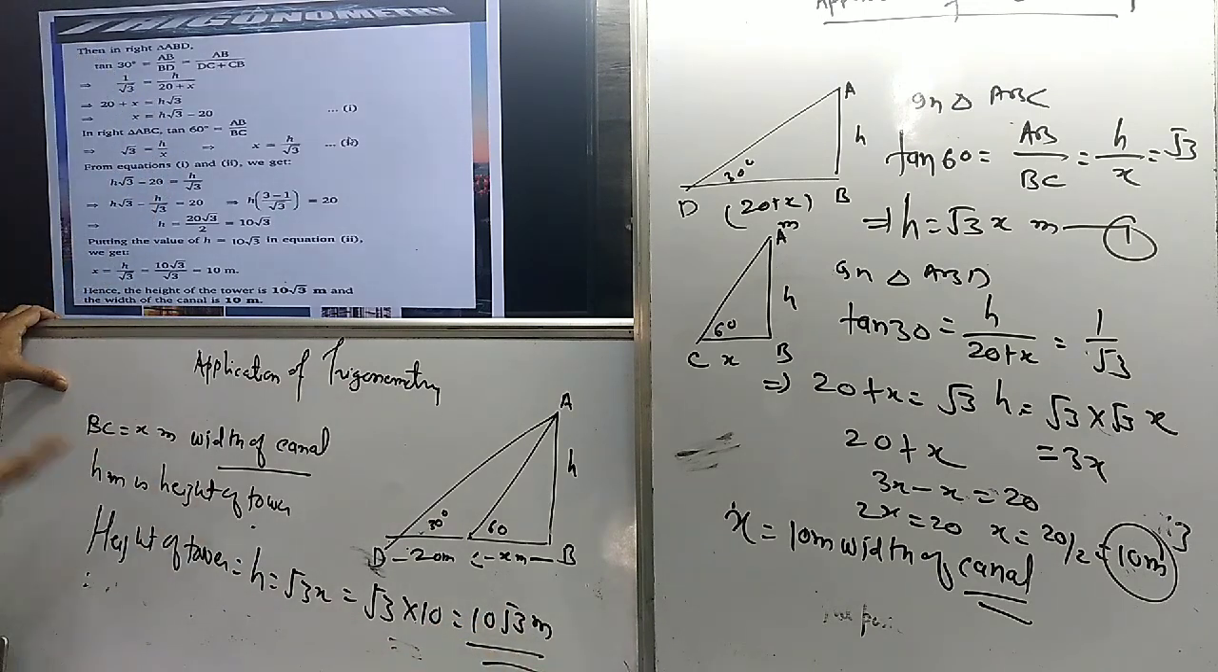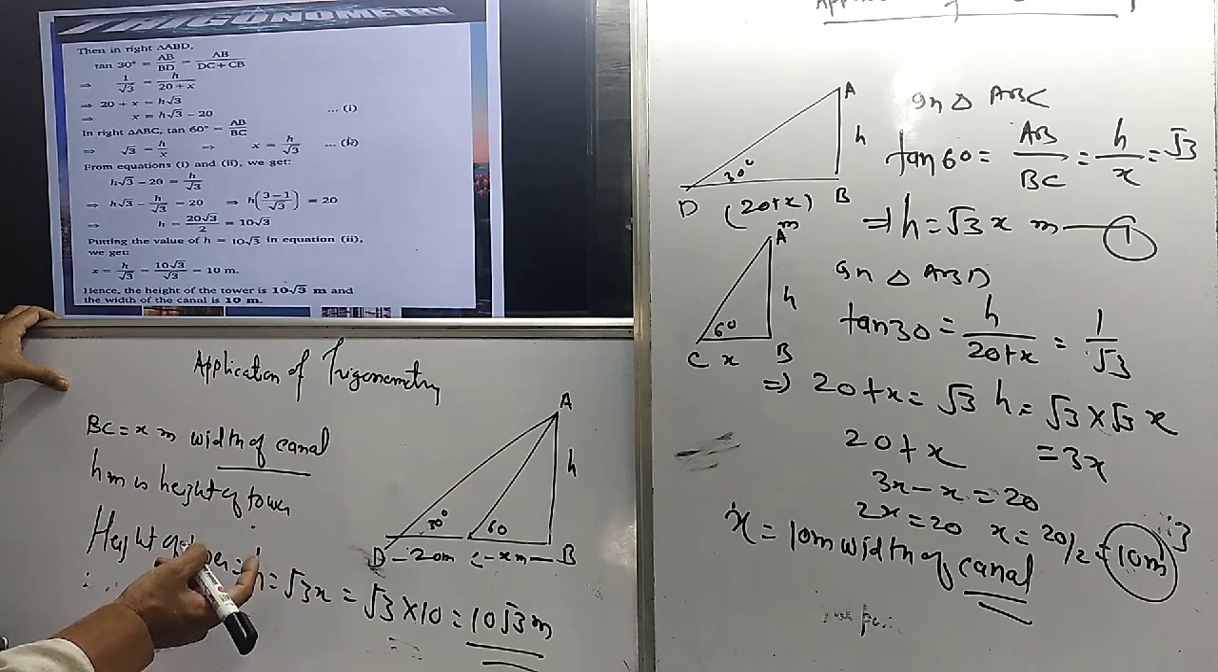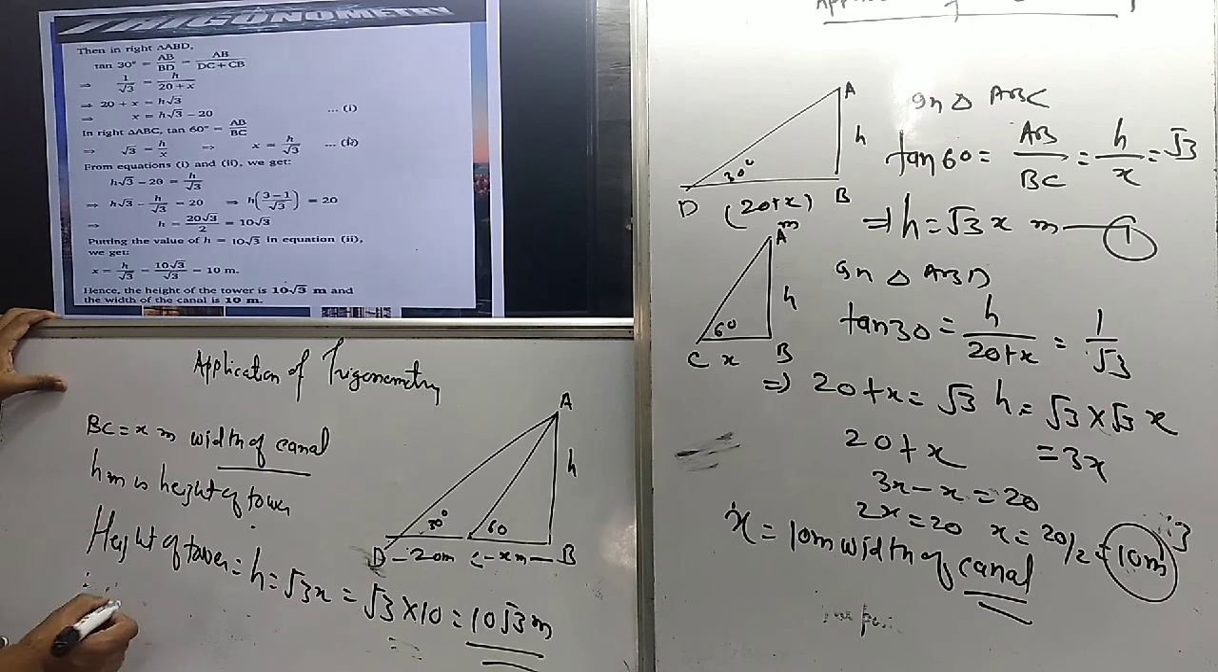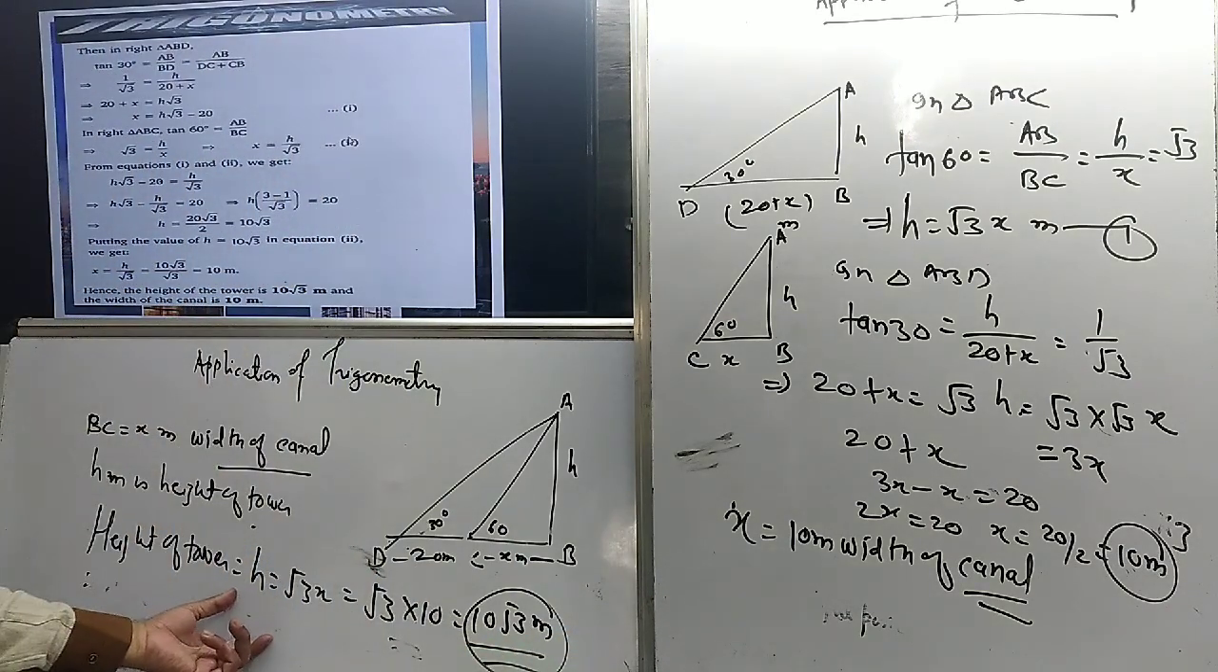If the value of root 3 is given, then easily we can find 10 into root 3. If it is 1.73, then it is 17.3. If 1.732 is given, then 17.32 meter is the height of the tower. So the width of the canal is 10 meter and the height of the tower is 10 root 3 meter. That is the answer of this question number 11.